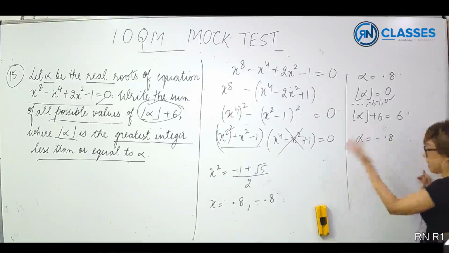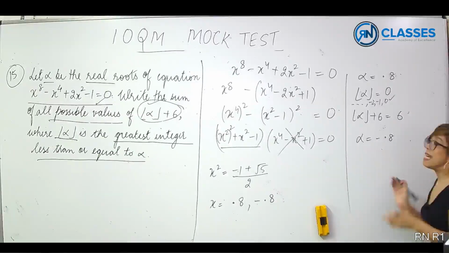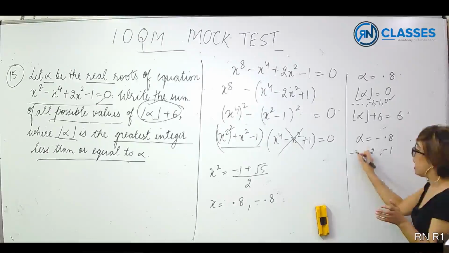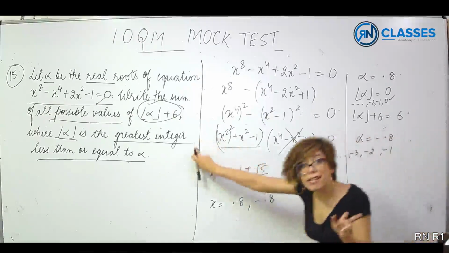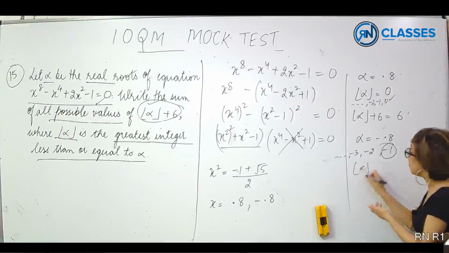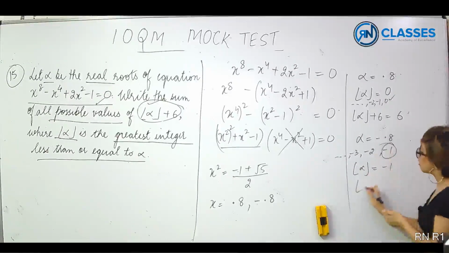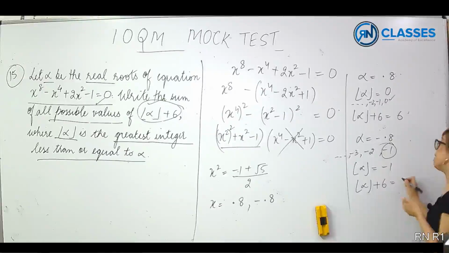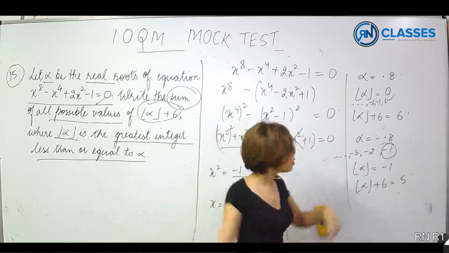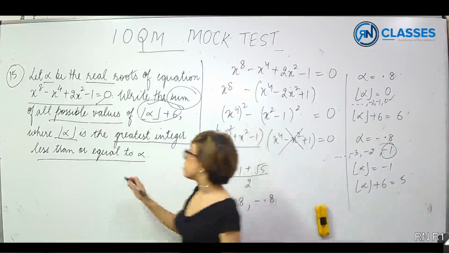Now, let's come to this one. Now, alpha can be minus 0.8. Now, integers less than it can be minus 1, minus 2, minus 3 and so on. But I want the greatest of these. That is minus 1. So, [alpha] is nothing but minus 1. Now, I want [alpha] plus 6, which is obviously 5. Now, I want the sum of all possible values. 6 plus 5. That is why the answer is 11.